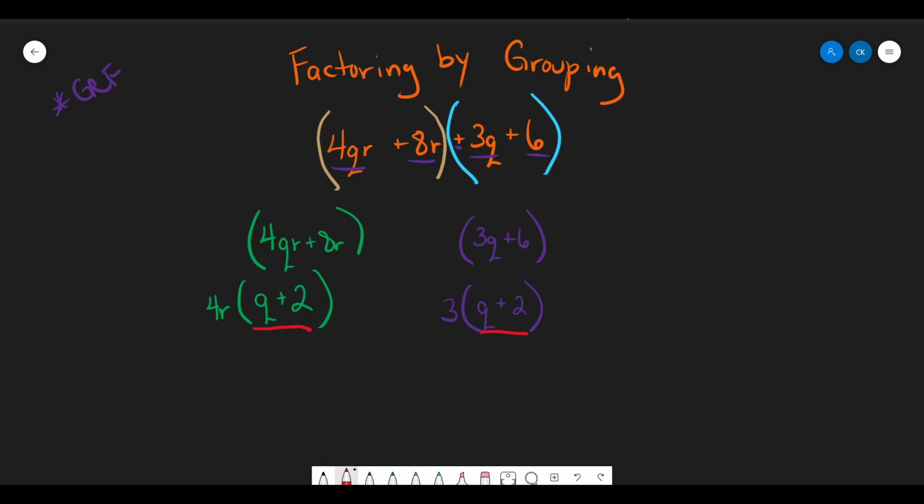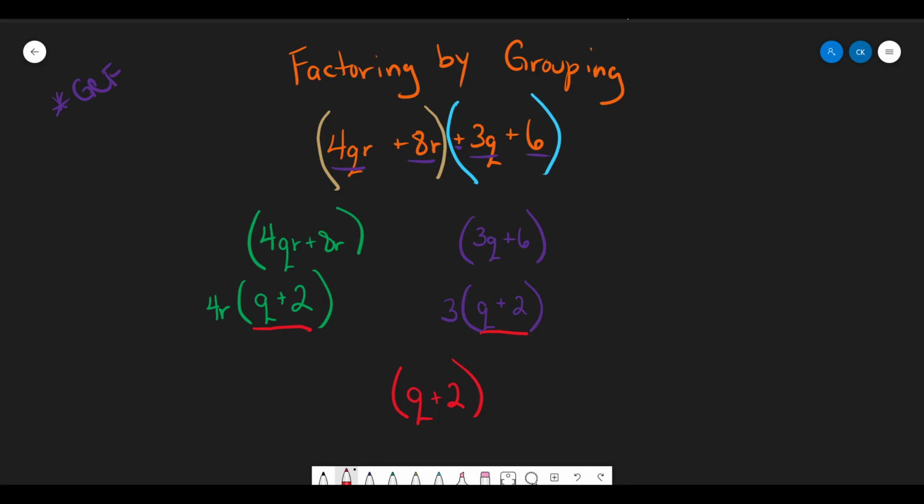If those were not the same, we wouldn't be able to factor by grouping, or maybe we didn't GCF correctly. Maybe we have to pull something else out. So you'd want to go back and make sure that you GCF'd everything out. But if you know you did, and you still see that these two parentheses are different, then it can't be factored, or we call it prime. But here we have a twin. So what I'm going to do is take that q plus 2, and that is going to be part of my answer. That's the second part of my answer.